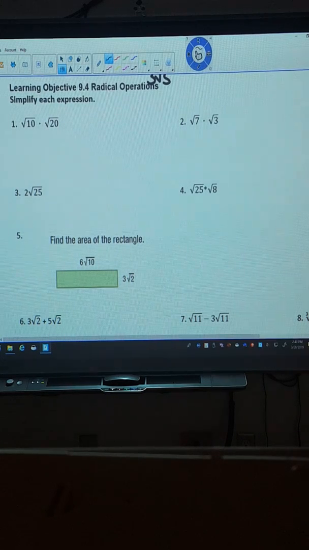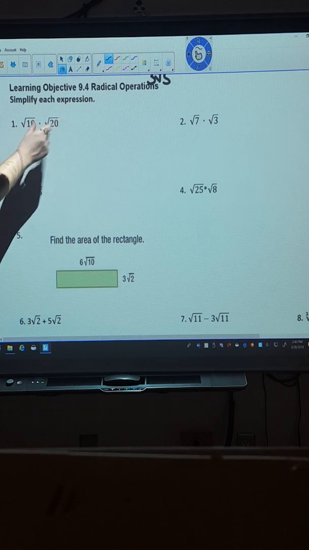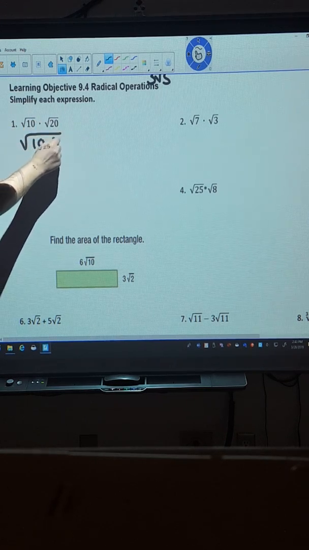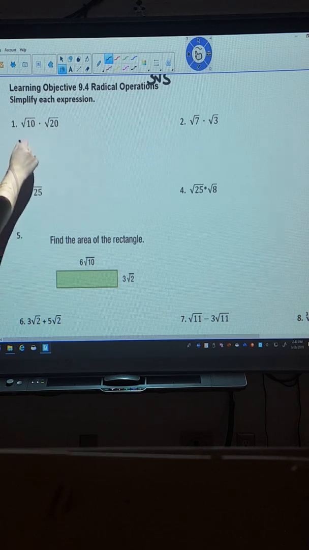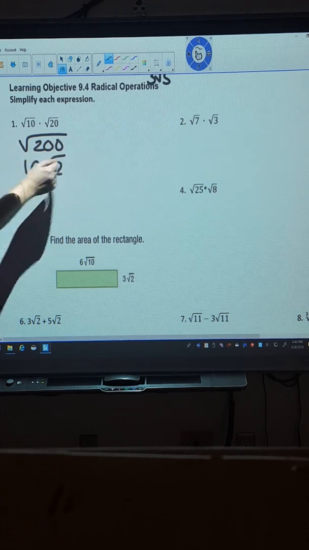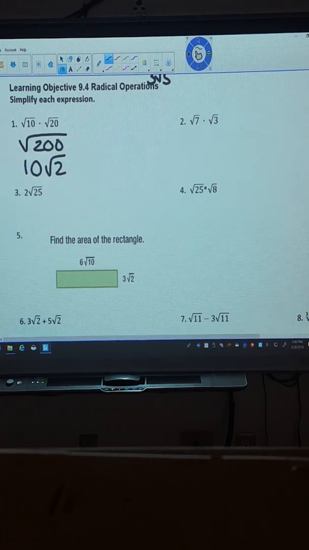Section 9.4 on radical operations relies heavily on 9.3, so make sure you've listened to that section first if you're not sure. So when we multiply two radicals, all we do is we multiply the numbers inside the radicals. So 10 times 20, which is in other words 200, and then you simplify just like you saw before. And if you go ahead and check on Desmos, you should find it's 10 square root of 2.